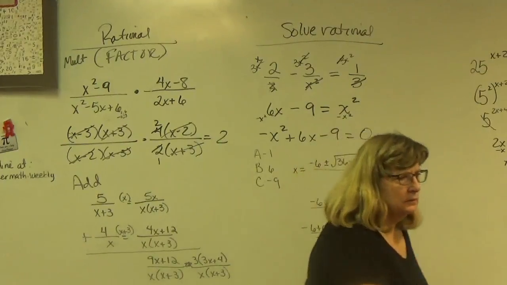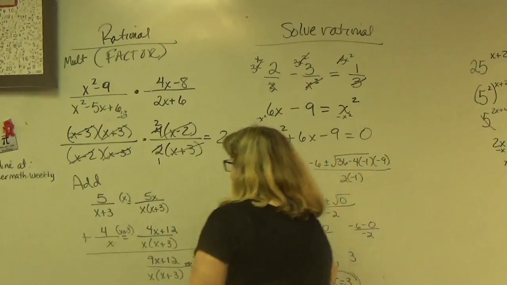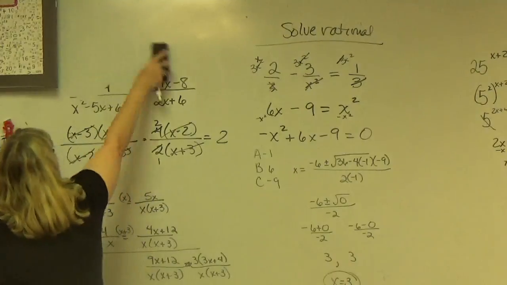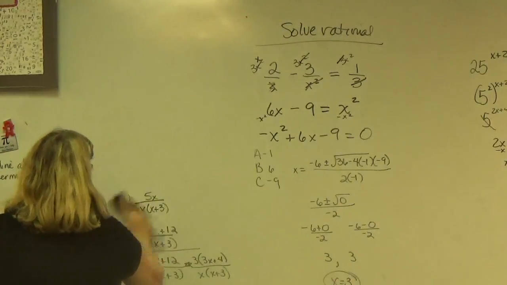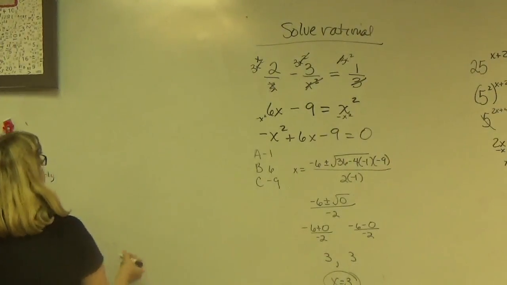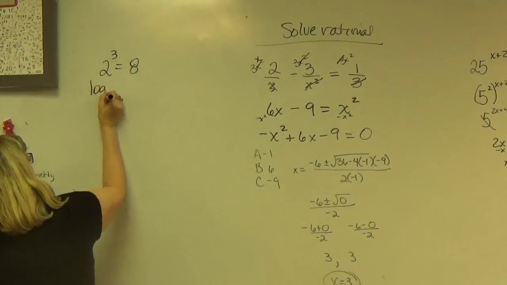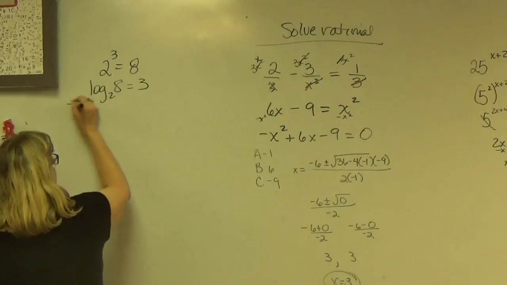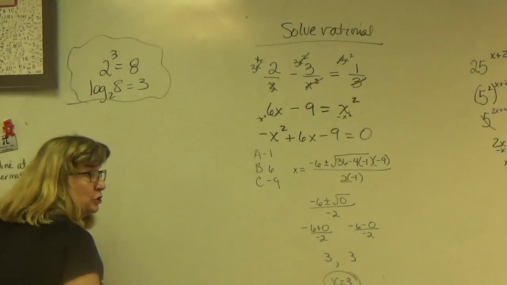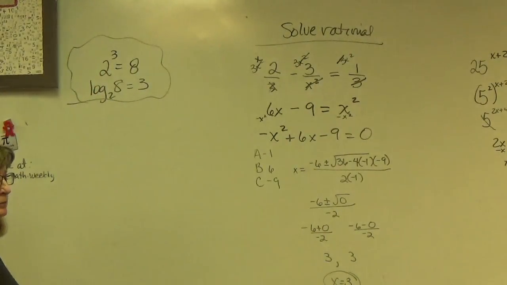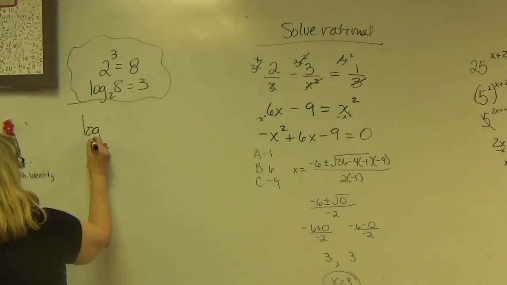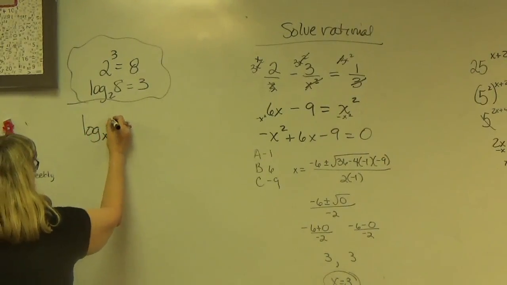Okay, same bases, is that okay for it? Yeah. What's next? Rewrite in exponential form and solve. Exponential form. Let's see. Remember 2 cubed equals 8, and the log of 8 base 2 equals 3. That's always a good thing to remember. That helps you change back and forth. And I just wrote that on there for effect.